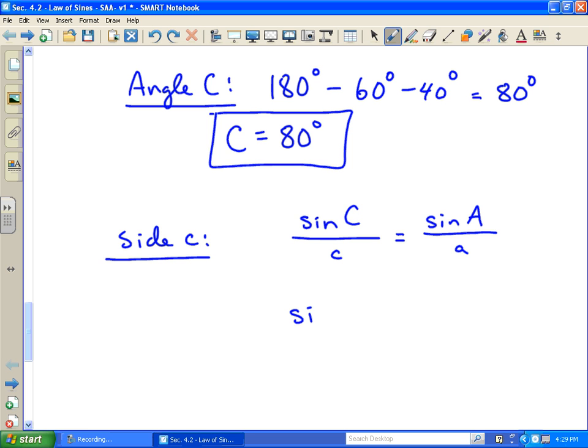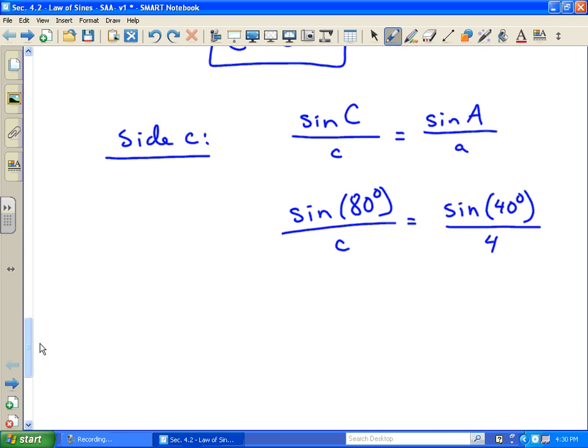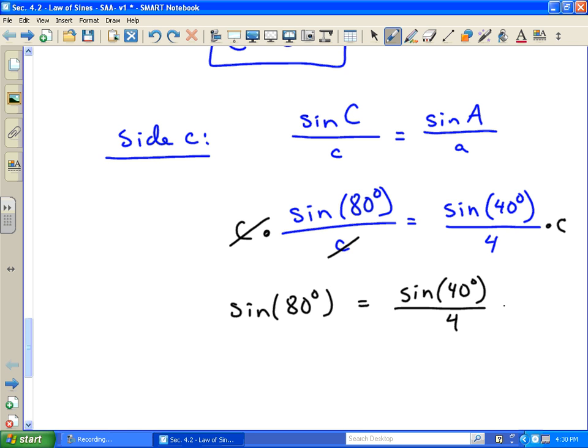Here we have sine of 80 degrees over little c equals sine of 40 degrees over 4. Let me double check that. Yes, that's correct. To solve this for c, I'm going to do something similar to what I did before. I'll multiply both sides by c to get it out of the denominator. So I have sine of 80 degrees equals sine of 40 degrees divided by 4, multiplied by c. To solve for c, I multiply both sides by the reciprocal of that fraction in front of c, which gives me sine of 80 degrees times 4 over sine of 40 degrees.